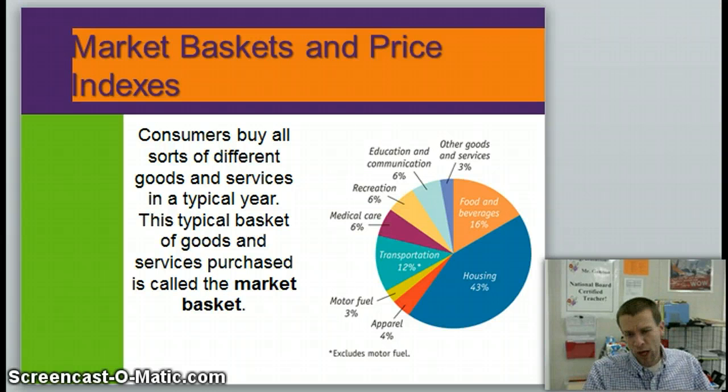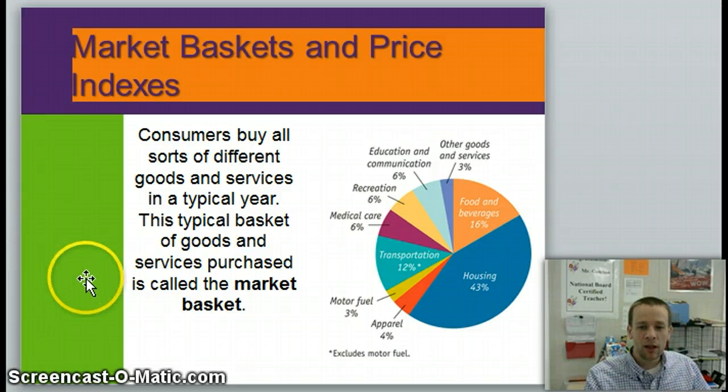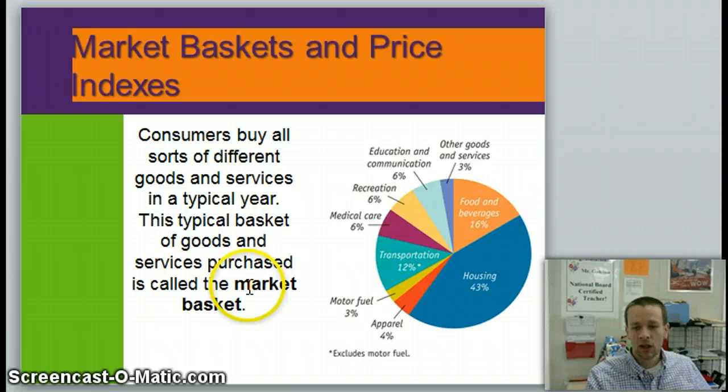So the first thing I want to go over is that idea of a market basket. All right, consumers buy all sorts of different things. Think of your own family, right? You go to the grocery store, how many different types of food do you buy? What do we spend our money on? The typical basket of goods and services that a family purchases is called a market basket. Here's what we're spending our money on. So the first thing we need to do is find a snapshot of what it is that we're spending money on. We're spending money on housing, food and beverages, recreation, vacation trips, medical care, transportation, all these different things.